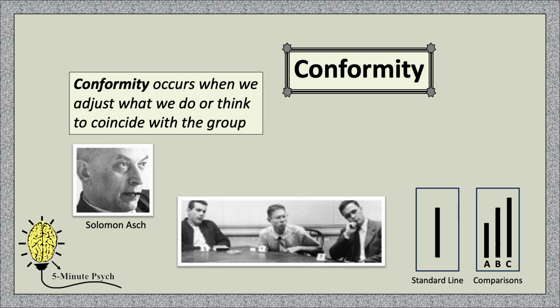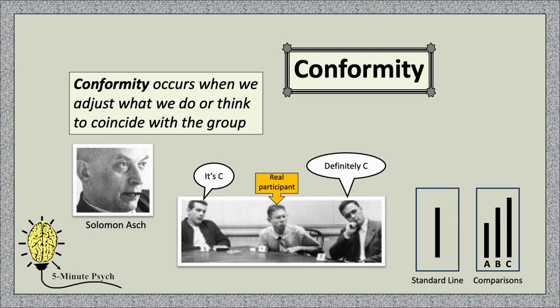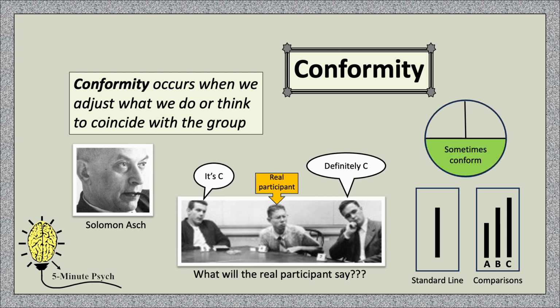The thing was, everyone in the group was in on it, and on some trials, they purposefully said the wrong answer. Asch was most interested in what the real participant would say. Would they go along with the group? Asch found that about half of us conformed some of the time, a quarter of us usually conformed, and about a quarter of us never conformed. These results were stunning, since the task is really easy and no one was overtly applying peer pressure to say one answer or the other.